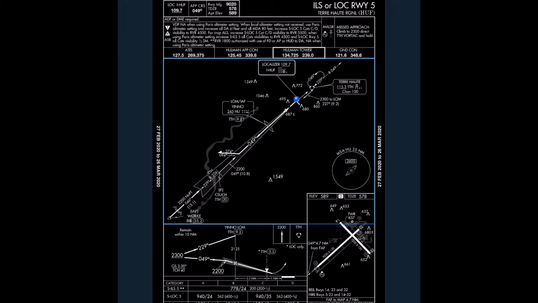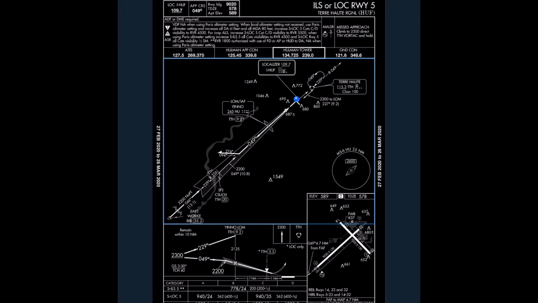So for an inoperative approach lighting system, if we were to see that the Mausers were inoperative, we would increase the straight-in localizer category C and D visibility to an RVR of 5,500. So to go from 3,500 to 5,500, we actually increase it by 2,000 feet RVR if we did not have an approach lighting system that was operational. When we're using the Paris altimeter setting, we have to increase our straight-in runway 5 categories, all of the categories, to 4,500 RVR.